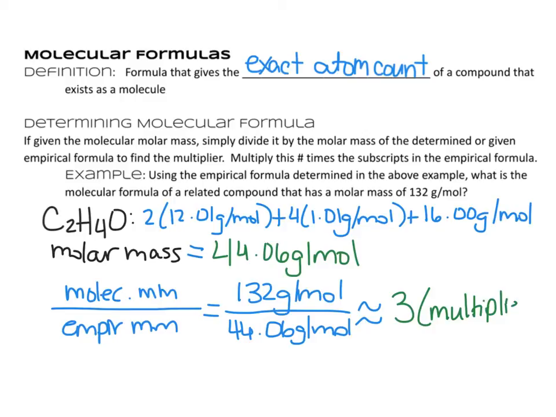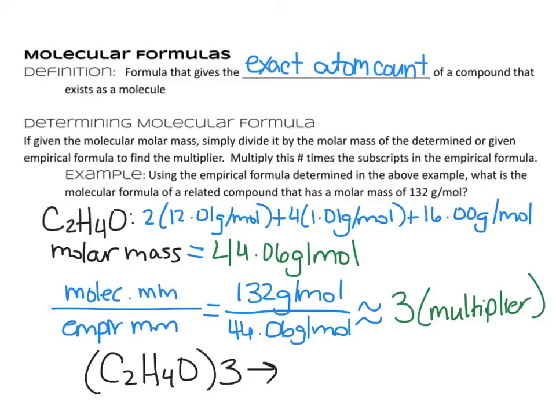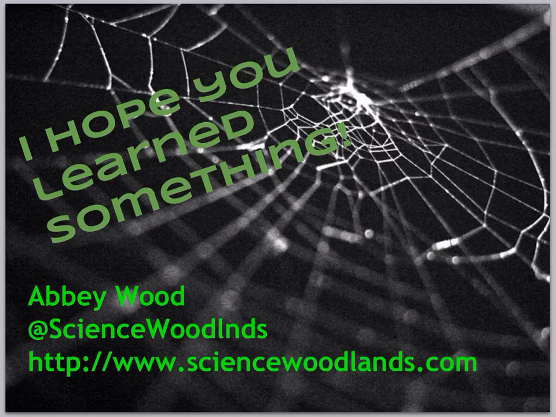This is basically what we need to multiply all of our subscripts by in order to get to the molecular formula. So all we have left to do is take our empirical C2H4O and multiply all of that by 3, which is going to give me a final molecular formula of C6H12O3. And that is how you take percent composition in the previous video to empirical formula, and then empirical formula to molecular formula. And that concludes molecular formulas.